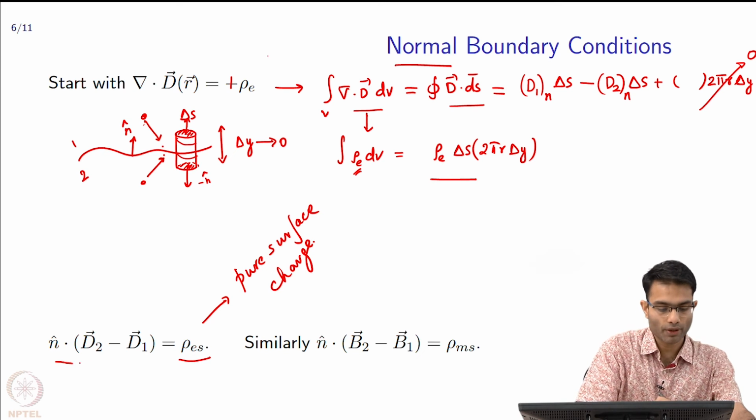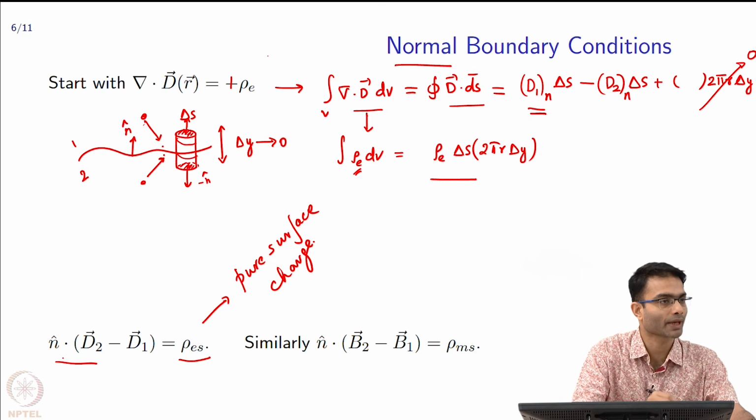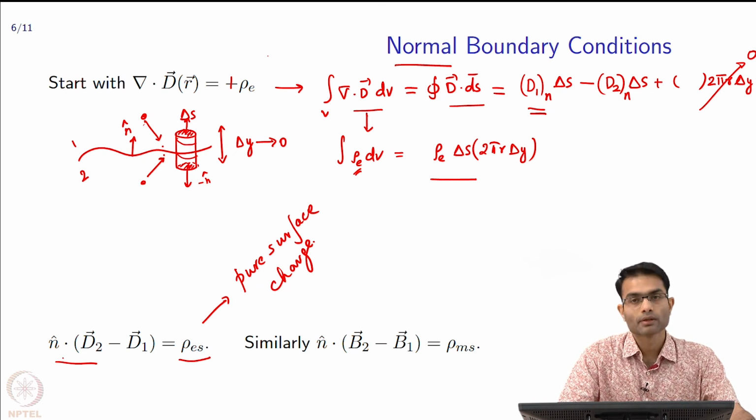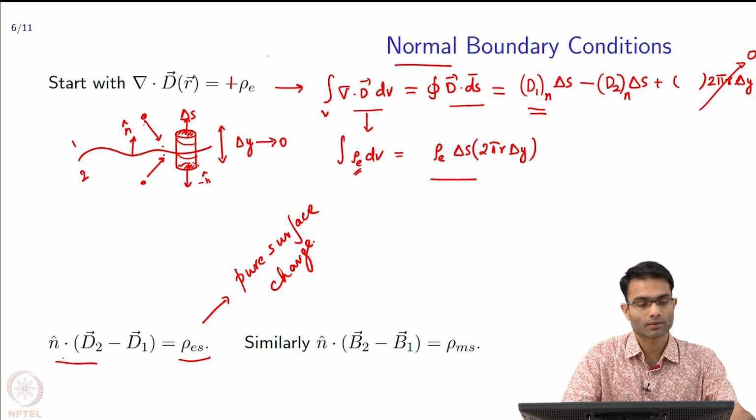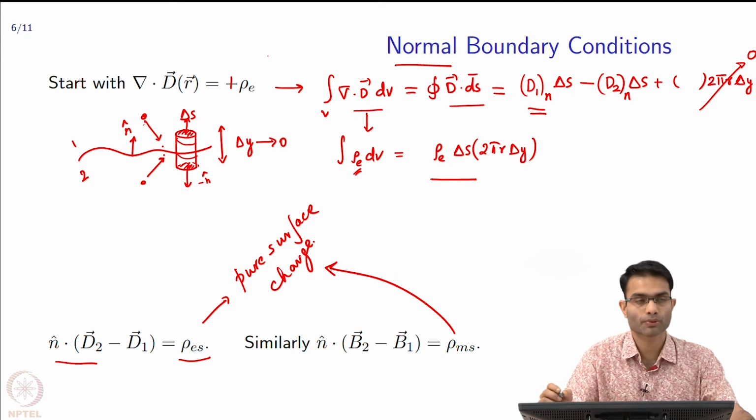Okay, and n dot D2 and n dot D1 capture the normal components of D1 and D2. That is the only part that will survive the dot product with n hat. And I can repeat the same logic with the second divergence relation, and I will get, so this is also a pure magnetic charge.